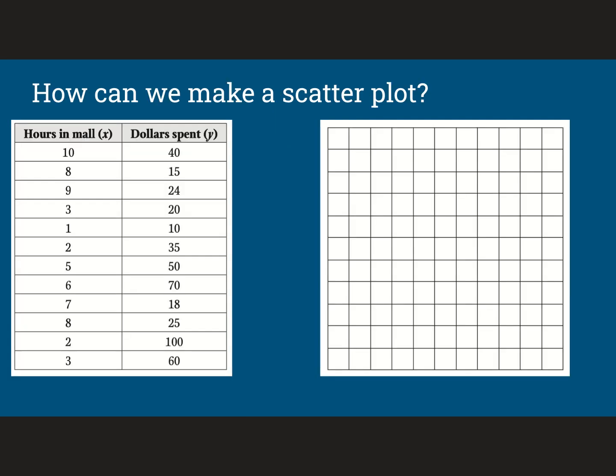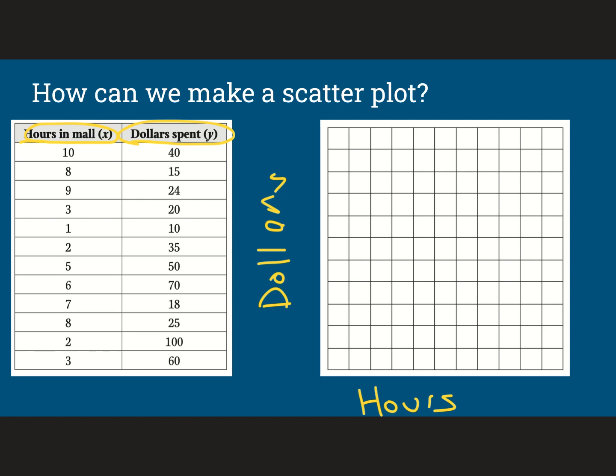Okay, so how can we make a scatter plot? First things first, here we're looking at hours in the mall compared to dollars spent. So we're going to choose, we have our X is hours in the mall. So we're going to label it. And then this is our dollars spent. Dollars. Be writing sideways. Okay.